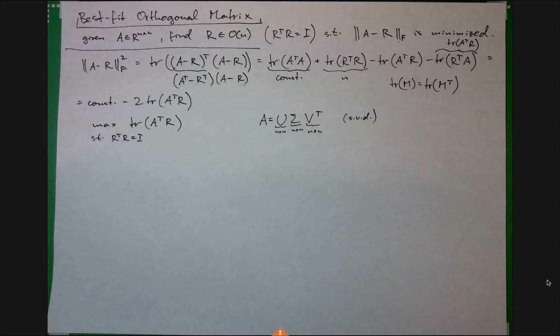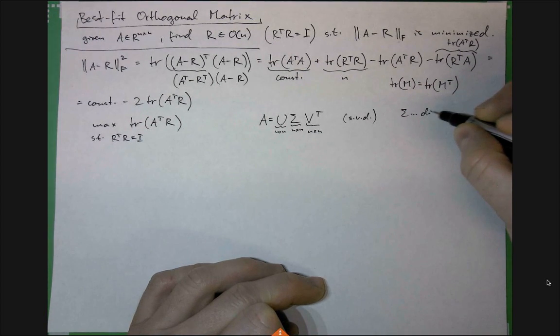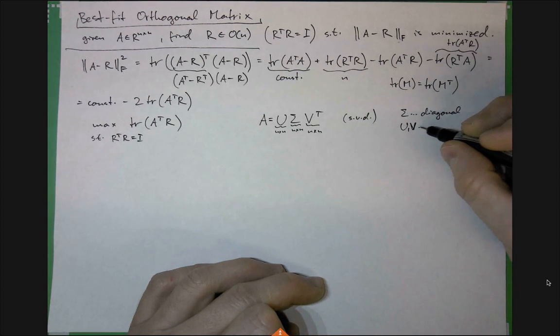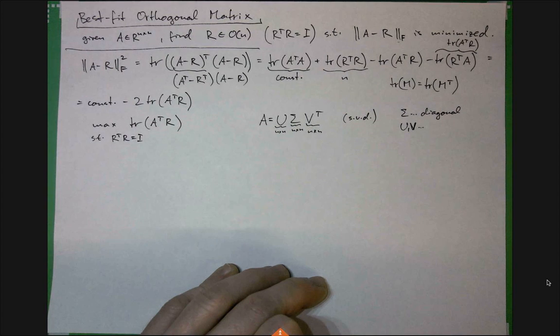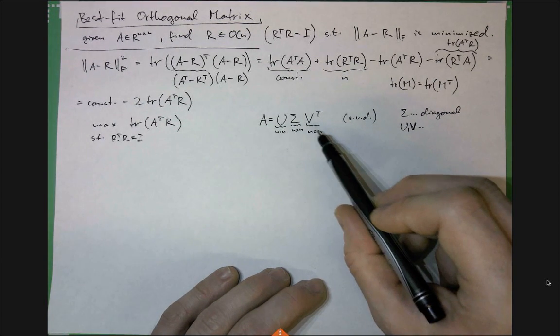So sigma is a diagonal matrix. Correct, sigma is diagonal. And U and V. Right. But what are the properties they have? Because that's why we are actually doing the SVD here, right?